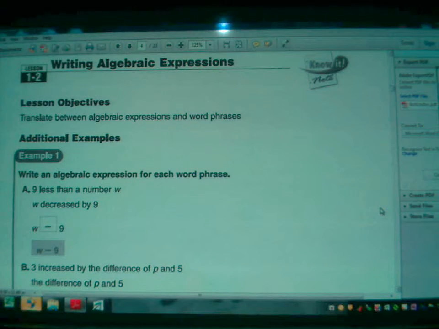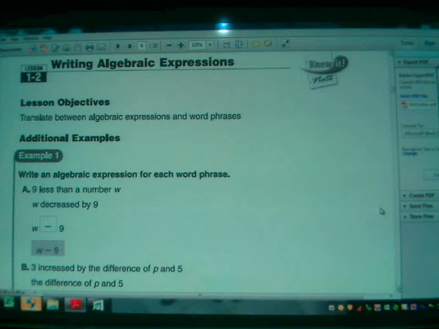This is Chapter 1, Section 2, Writing Algebraic Expressions. We're working kind of tangential to yesterday in that we're still working with those algebraic expressions. Yesterday, remember what we did in 1.1 is we actually plugged in a number, substituted a value in for the variable, and we solved them. What we're going to do today is we're going to work forwards and backwards with them.